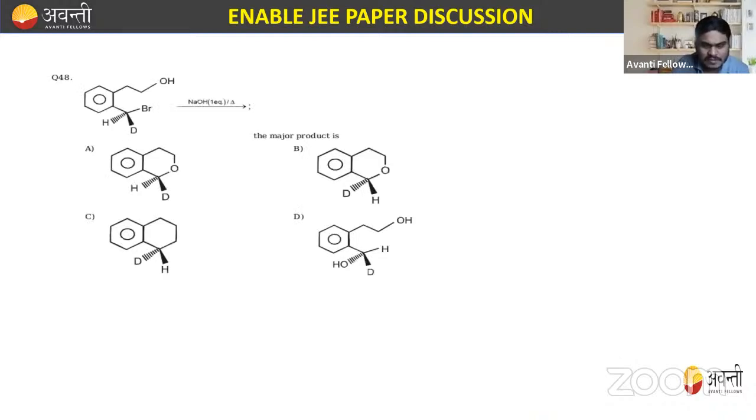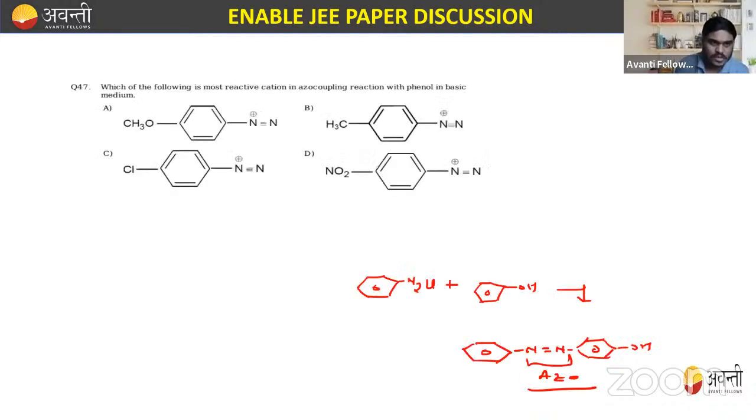So which one is it, beta? Question 47. So which one? That is this. Why beta? Why is this one more stable, the most reactive cation in azo coupling? Because here N has a positive charge, right? And has a double bond.